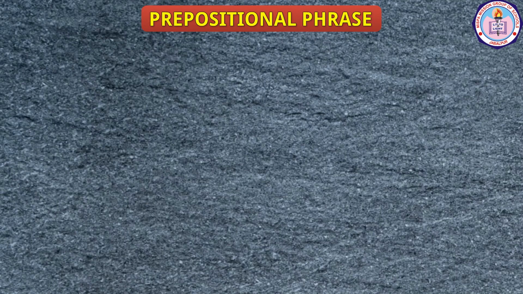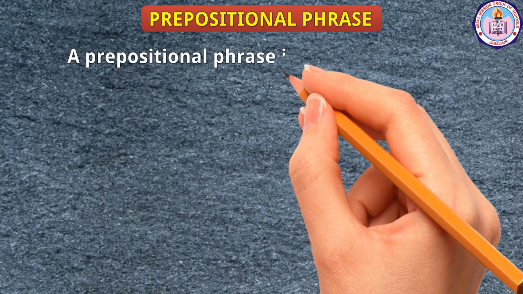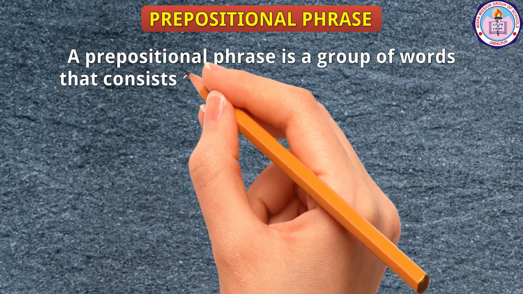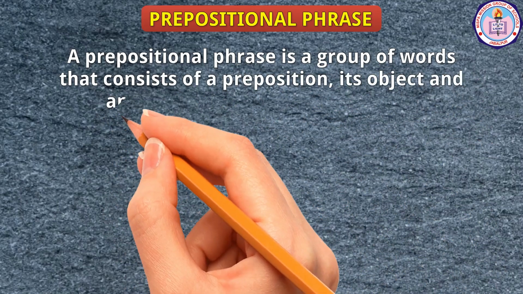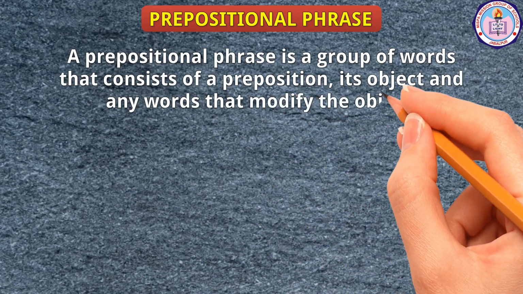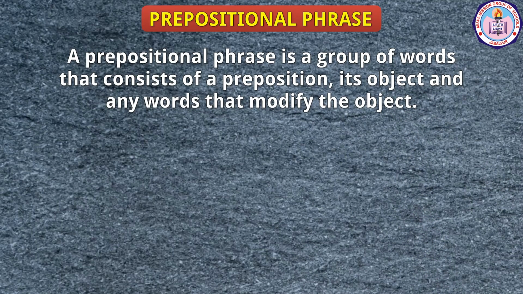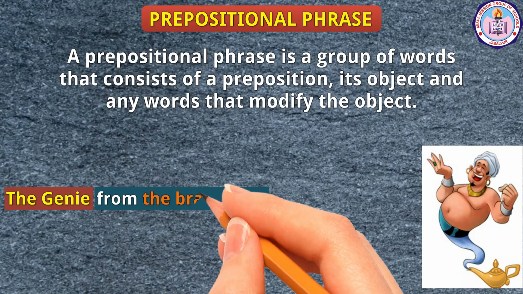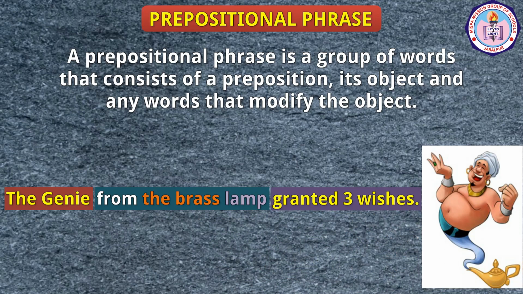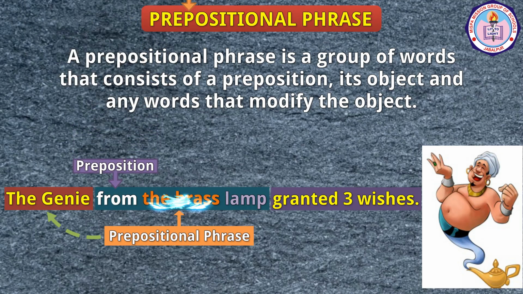Now, let us discuss prepositional phrase. A prepositional phrase is a group of words that consists of a preposition, its object, and any words that modify the object. For example, the genie from the brass lamp granted 3 wishes. Here, from the brass lamp is a prepositional phrase that describes the genie. From is the preposition, the brass are modifiers, lamp is the object of the preposition from.